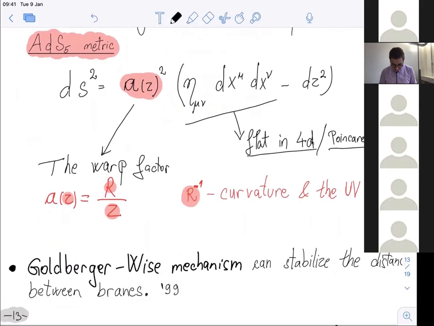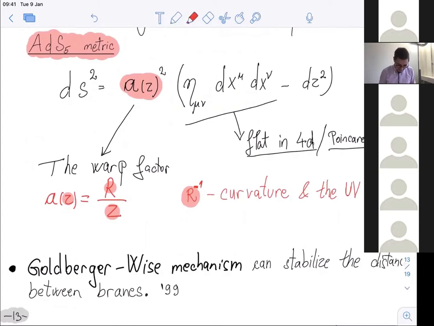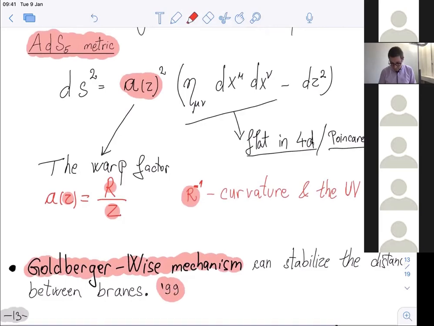But the important question is what gravity does to this setup. Does it collapse these branes, or maybe they run away from each other? There should be a way to stabilize the distance between the branes in order for this setup to make sense. This is done by another seminal paper, the Goldberger-Wise mechanism, a very efficient and elegant mechanism to stabilize the branes. So we have this configuration of space with this metric, and a stable distance between branes.